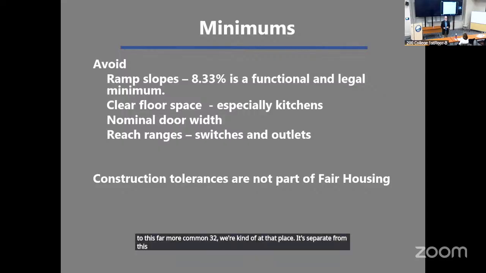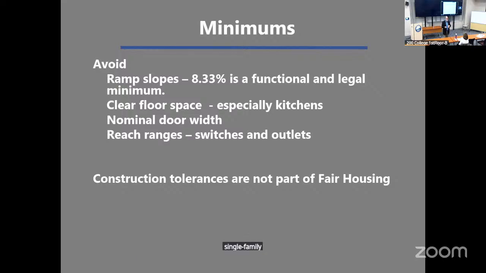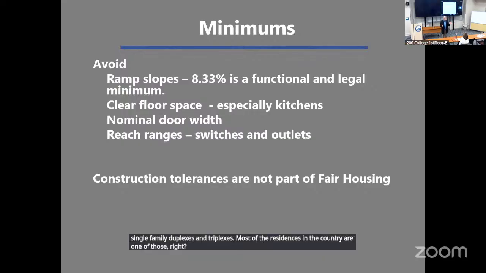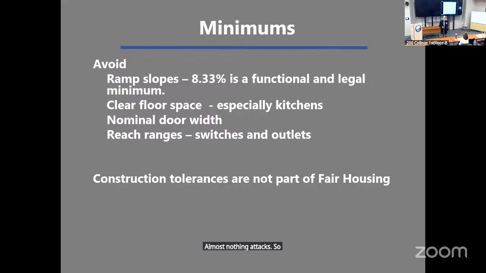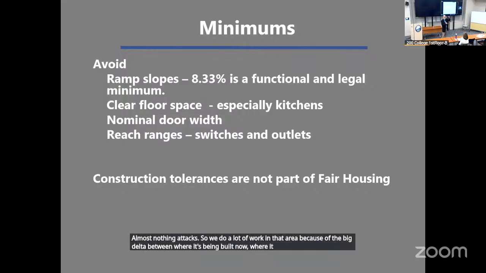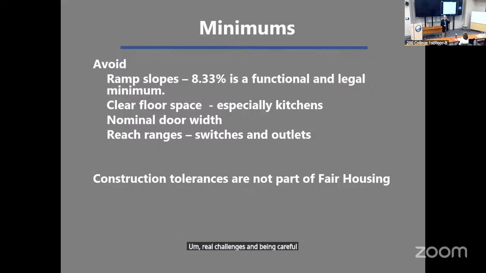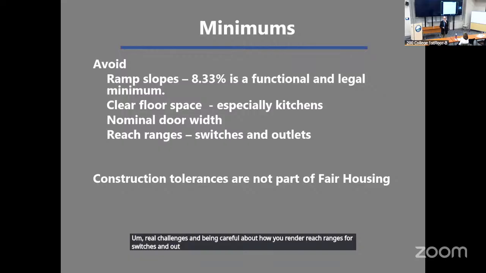This is separate from our other work, because Fair Housing covers multifamily, and 88 covers kind of everything else. What's not covered is single family, duplexes and triplexes. Most of the residences in the country are one of those, right? Which almost nothing tackles. So we do a lot of work in that area because of the big delta between where it's being built now and where it needs to be to accommodate all the populations, especially older adults. There are real challenges in being careful about how you render reach ranges for switches and outlets and everything else.